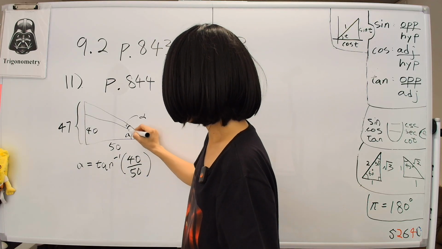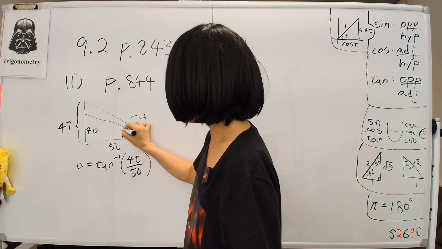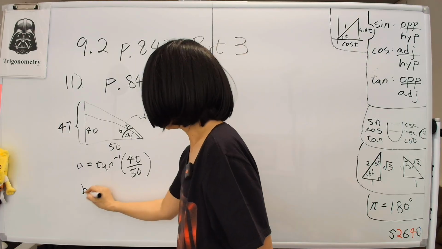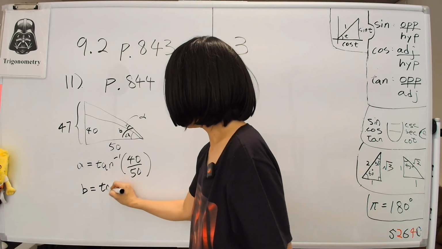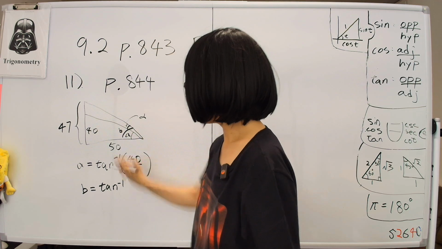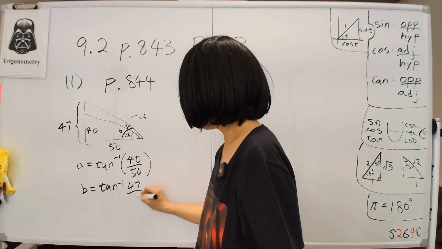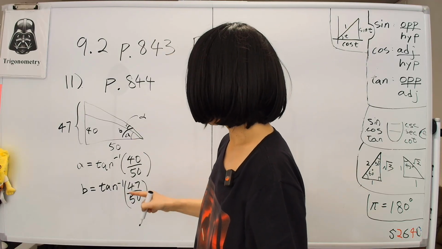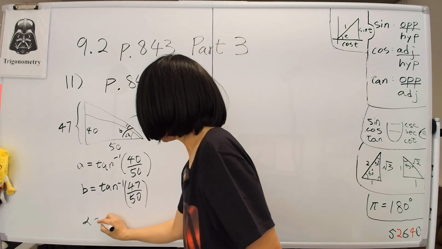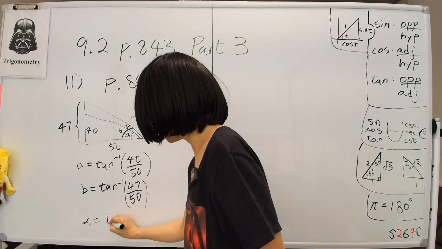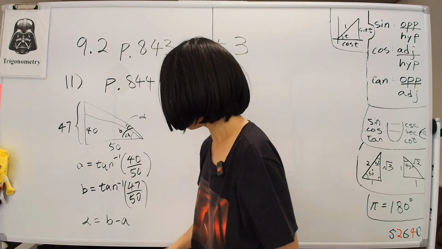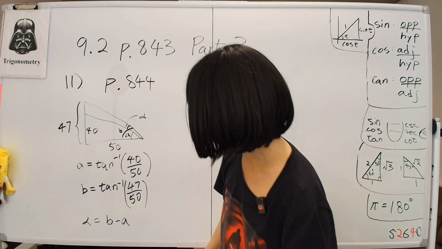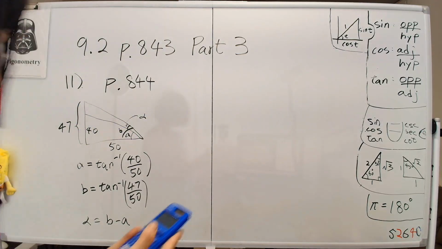Now, what is this whole thing? We'll call it B, the whole angle from the ground to the top wire. B would be tangent inverse of the whole height, 47 over 50. Now, therefore, what is alpha? Alpha is clearly equal to B minus A. That's all. We're going to plug all that into the calculator, and that should get us the answer in no time.